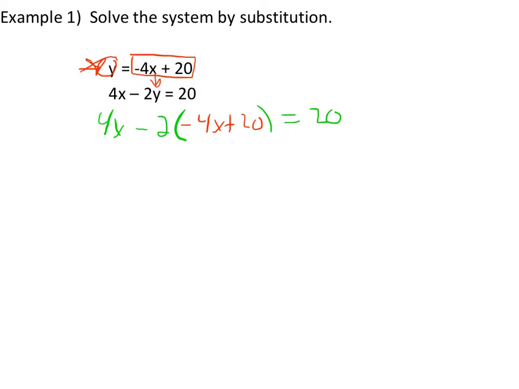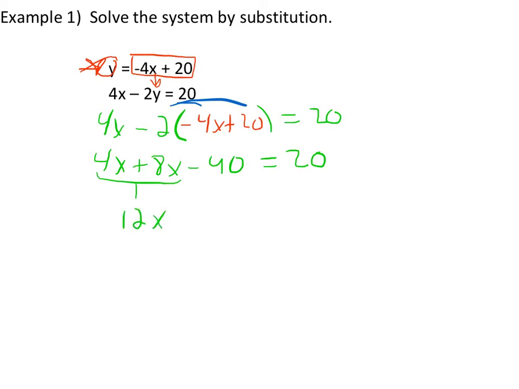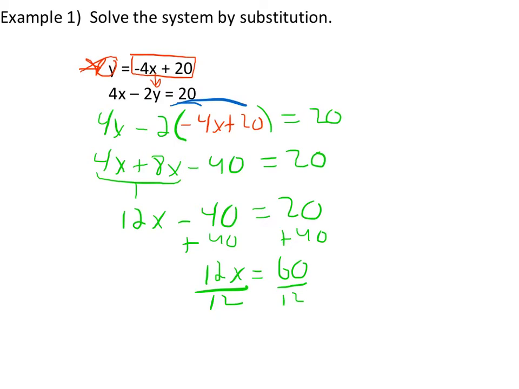So we're going to solve this for x by, first of all, distributing, which gives us 4x, and then we get plus 8x, and then we get negative 40 equals 20. We solve this for x. These two are like terms, so we get 12x minus 40 equals 20. We will add 40 to both sides in the process of solving for x, which will give us 60. We'll then divide by 12 to undo the 12 times x, and we get x equals 5.